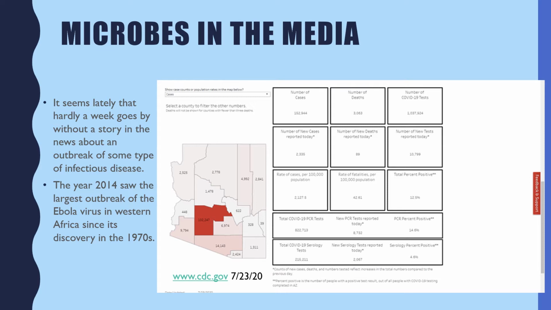Number of new tests, almost 11,000. Rate of cases per 100,000, 2,127. Rate of fatalities per 100,000, 42.61. Total percent positive, 12.5. So we are living during one of the largest outbreaks. So they're going to have to update their textbooks.